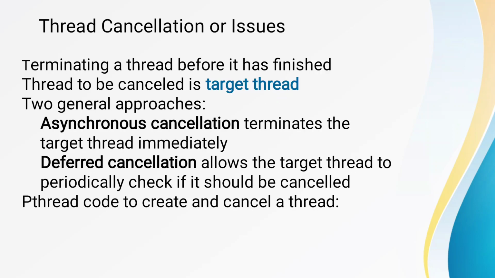Then thread cancellation issues. Terminating a thread before it has finished is a major issue. The thread to be cancelled is the target thread. There are two general approaches: asynchronous cancellation and deferred cancellation. In deferred cancellation, the target thread periodically checks if it should be cancelled. In asynchronous cancellation, the target thread is terminated immediately.